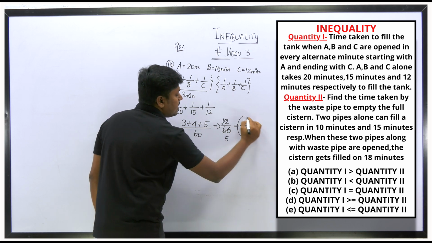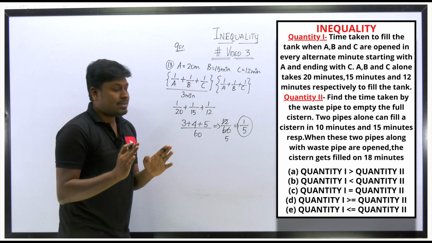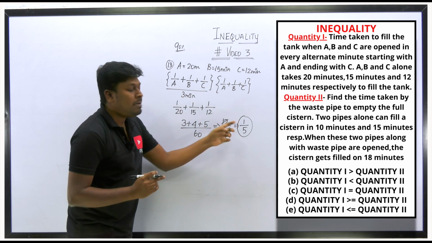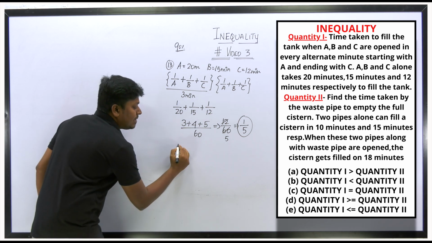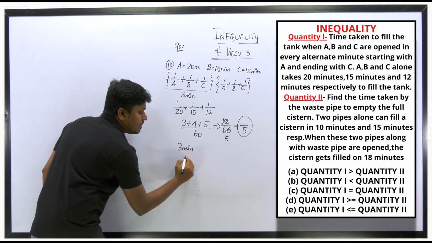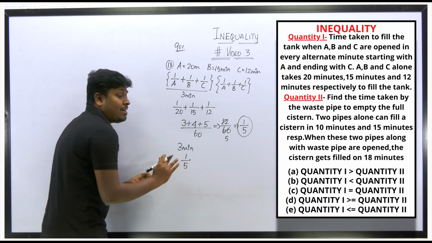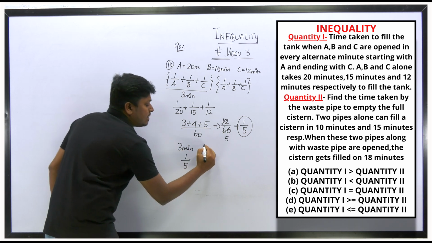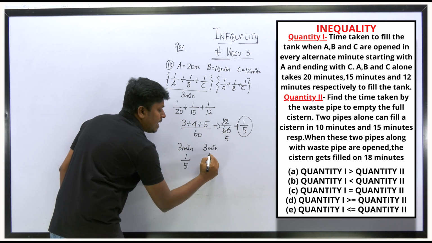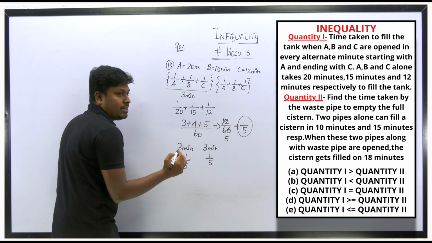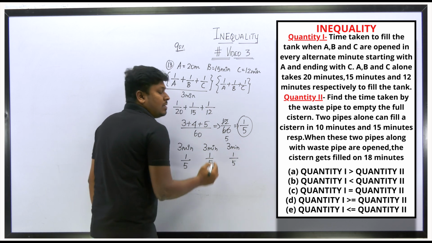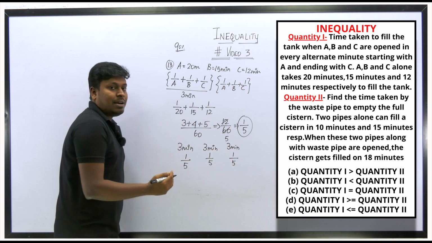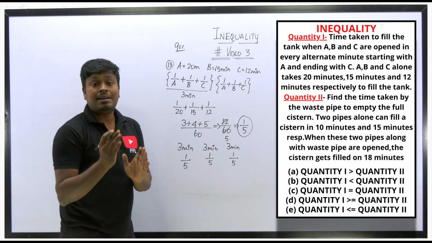So this means, just listen here, in 3 minutes, 1 by 5 part of the tank is filled. So friends, understood the logic, right? In 3 minutes, 1 by 5 part of the tank gets filled. In another 3 minutes, that is in the next 3 minutes, another 1 by 5 part will be filled. Yes or no? So in another 3 minutes, another 1 by 5. Now it goes on similarly. Our target is to find when the tank gets filled.